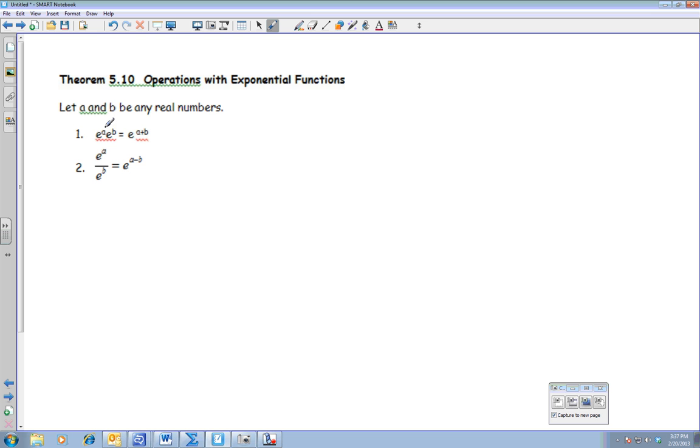If I have e to the a times e to the b, I can rewrite this as e to the a plus b. Okay, so multiplication: if I have the same base, I add my exponents. Here, if I have e to the a divided by e to the b, if I'm dividing and I have the same base, I subtract the exponents. All right, so that's just a little reminder.